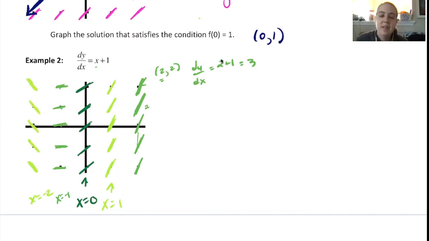So what shape do you think this might be? If I'm looking at the slope field, what shape would sit in there nicely? It's actually going to be a parabola.